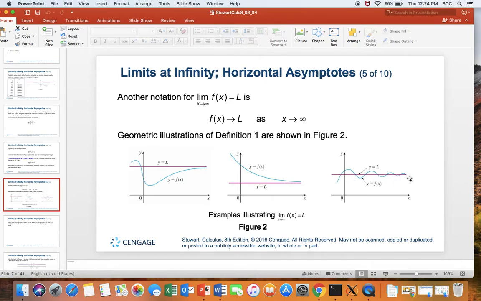One thing many people mistake is that they think that a horizontal asymptote is never touched. That is false. Here is an example. Your horizontal asymptote is the same L, y equals L, and your graph hits it infinitely many times. It just gets closer and closer.